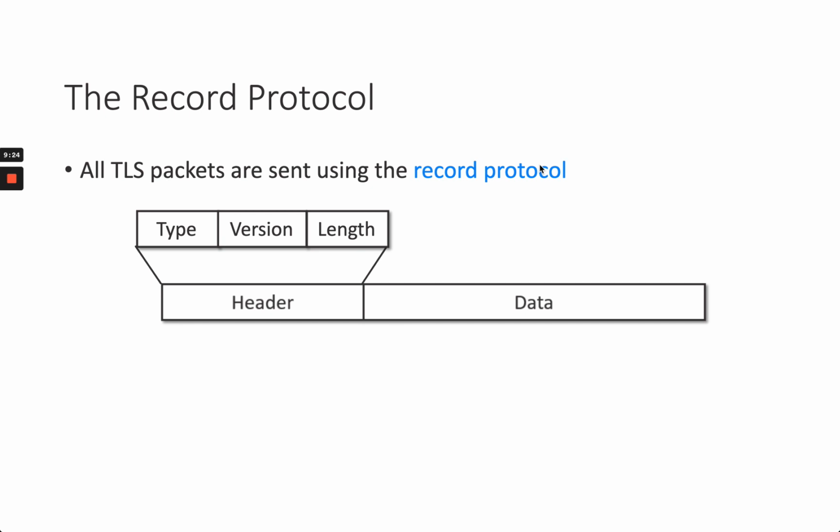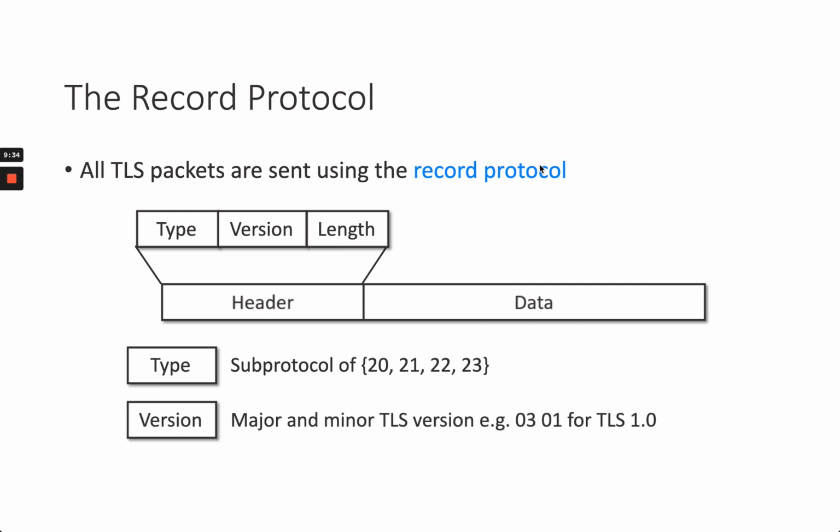So the type will be one of the numbers 20, 21, 22, and 23, and we'll talk through those. The version number is going to be a byte for the major version and a byte for the minor version, and they are with respect to SSL. So TLS 1.0 has a version of 3.1, 1.1 has a version of 3.2, and 1.2 has a version of 3.3, which is very confusing, but that is what it is.